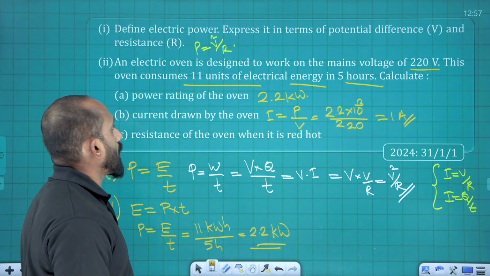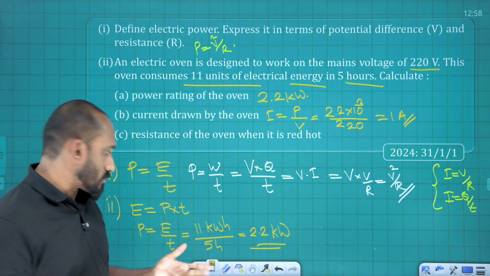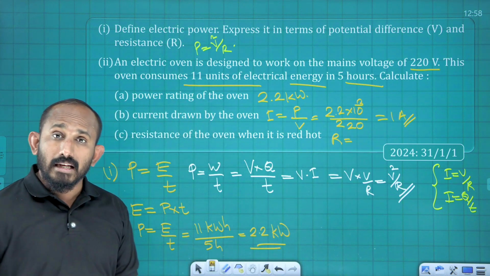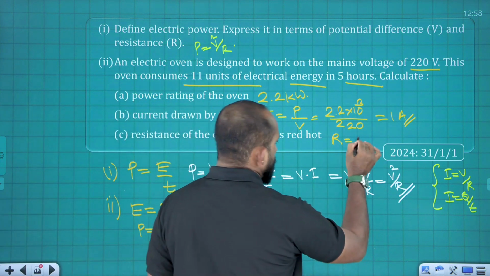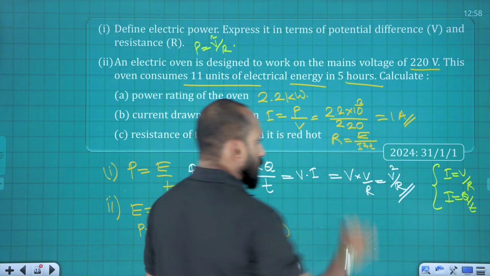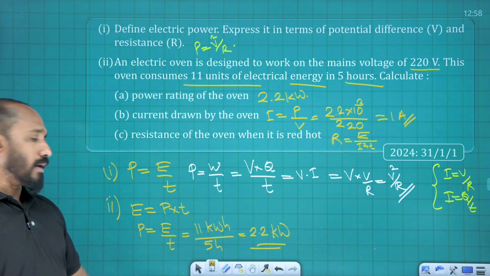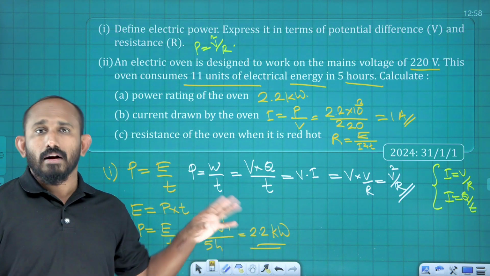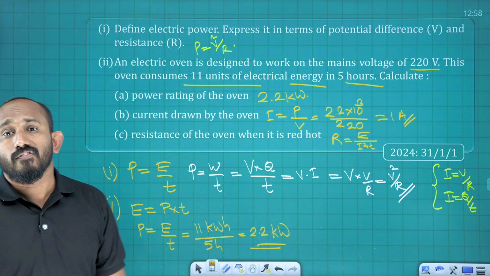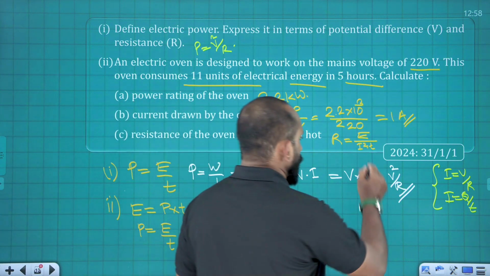That's 1 ampere. Now, the resistance of the oven when it is red hot. So R is equal to total energy consumed divided by I square into T; you can use this equation. Total energy consumed is 11 kilowatt hour, that is 11,000 watt hour. Divided by I square, where I is 1 ampere, and T is 5 hours. So 1 ampere is passing through it for 5 hours.